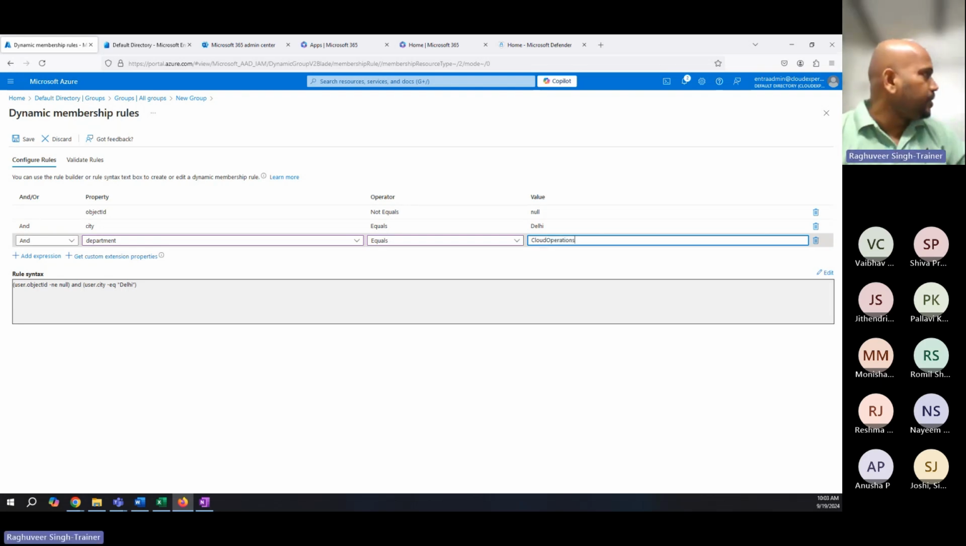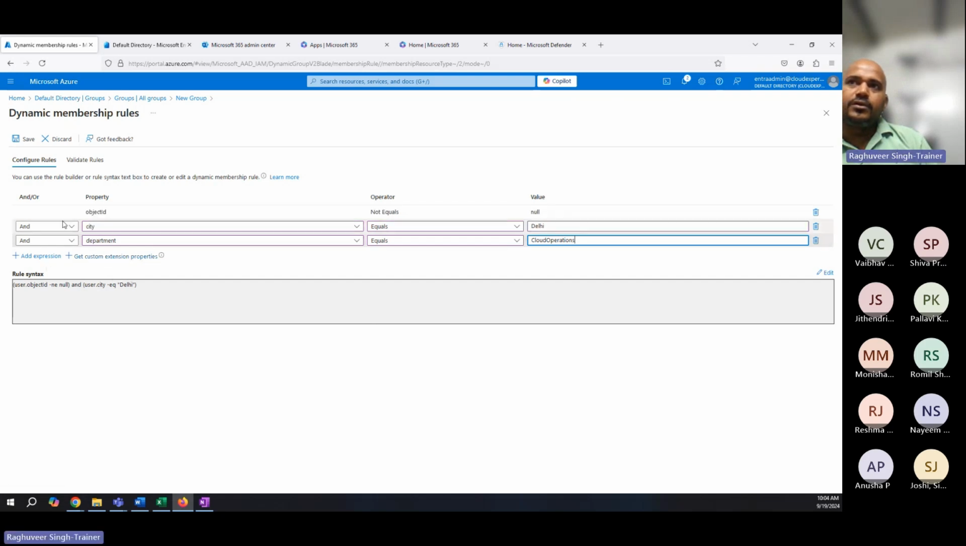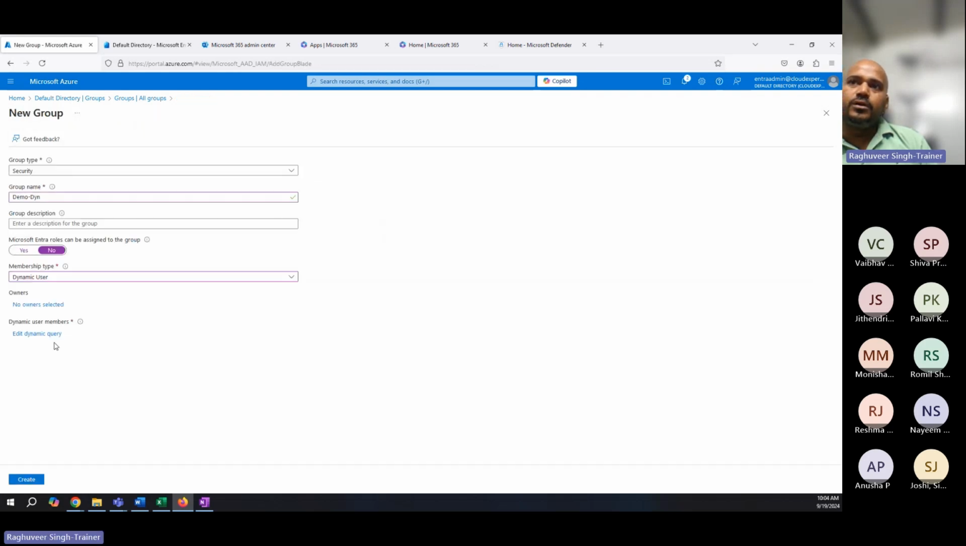So I'm putting that information. If that user is from Delhi, and if that user is part of the cloud operations department, those users will join this group automatically. So I can create this logic and save it. City and department I have put here. With that logic, I will save the group. I will save this query and I will click on create.